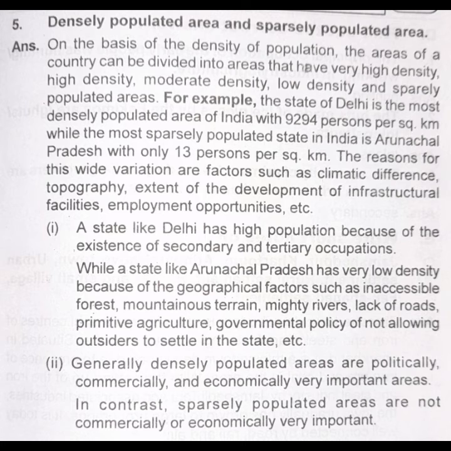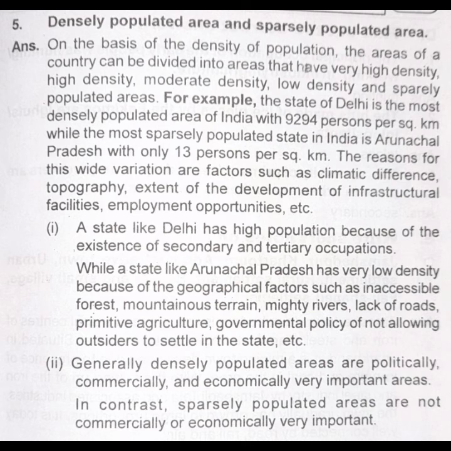Question: densely populated area and sparsely populated area. Answer: on the basis of the density of population, the areas of a country can be divided into areas that have very high density, moderate density, low density and sparsely populated areas. For example, the state of Delhi is the most densely populated area of India with 9,294 persons per square kilometer, while the most sparsely populated state in India is Arunachal Pradesh with only 13 persons per square kilometer.